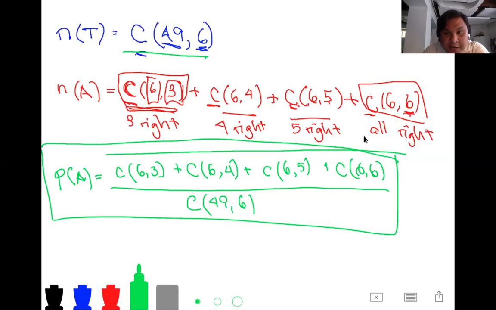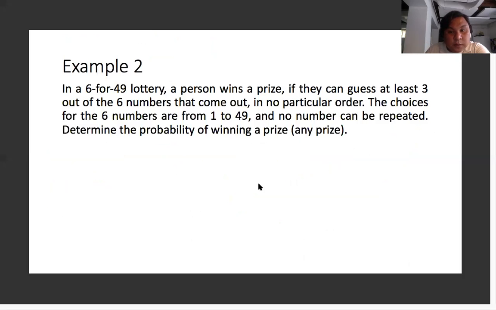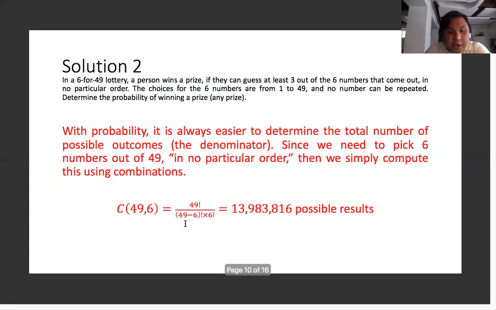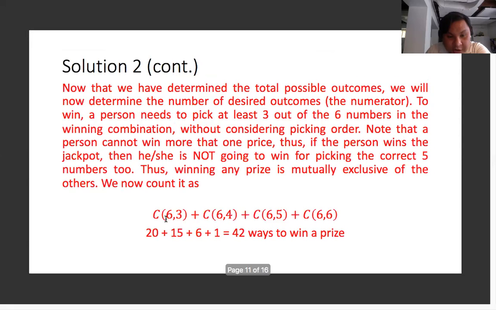Okay, let's go back. Okay, here we go. So this is the number of ways that you can get any 6-number result. That's 13,983,816 possible results. Now for the person to win, this is this sum.